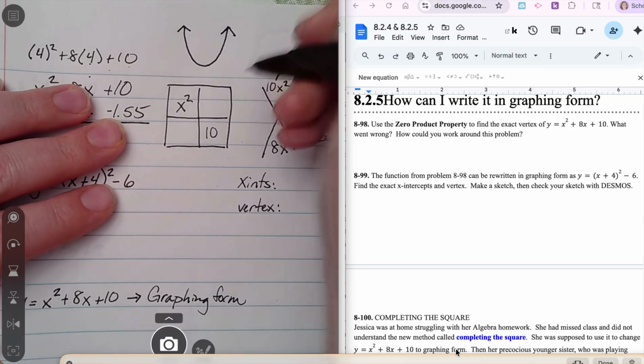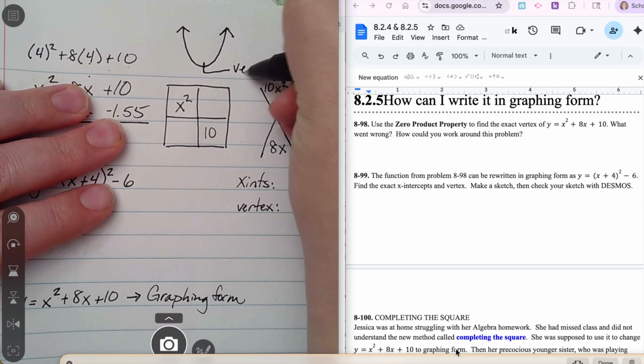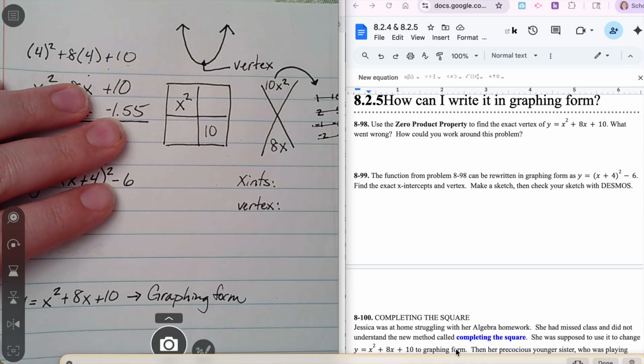Now, by the way, just in case you don't know, because we haven't really used this word much, the vertex is just that bottom point on the U of the parabola. So like right here is our vertex. Okay, so obviously they're pointing out that something's not going to work.